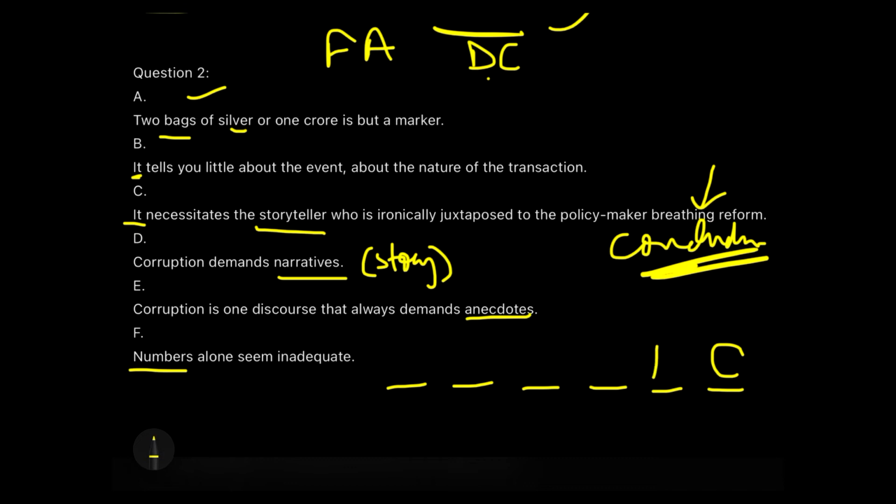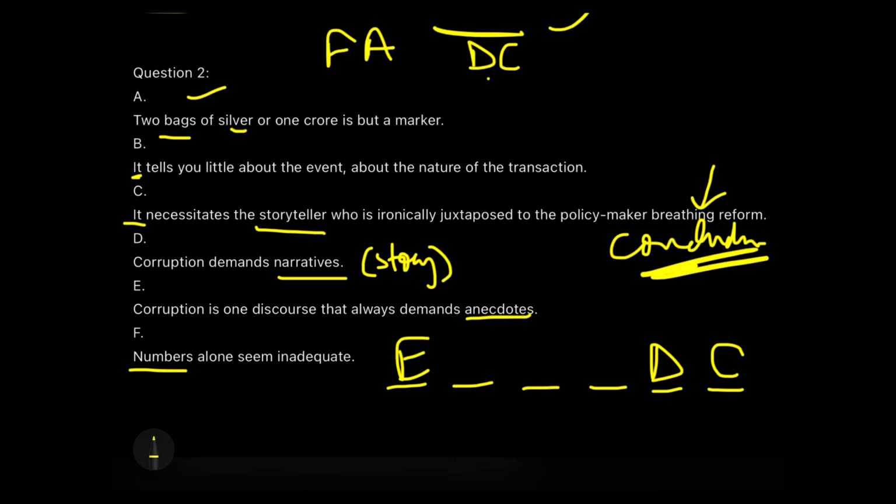And if it is, then the second last sentence is already ready, which is D. Now the major confusion for the opening sentence was between E and D, and since I have given D the second last position, I'll put E in the first place. That means I'll start with: corruption is one discourse that always demands anecdotes.